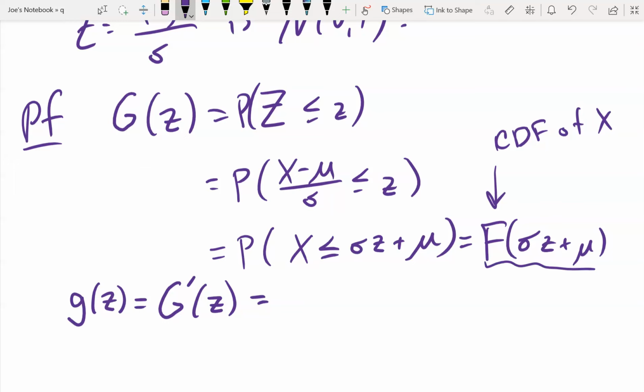I need to take the derivative of this. When I take the derivative, I have to do the derivative of the outside function and then multiply by the derivative of the inside, right? Chain rule, correct? I'm differentiating with respect to Z, so the derivative of the inside is just going to be the sigma, right? But we said the derivative of capital F is going to be our little f.